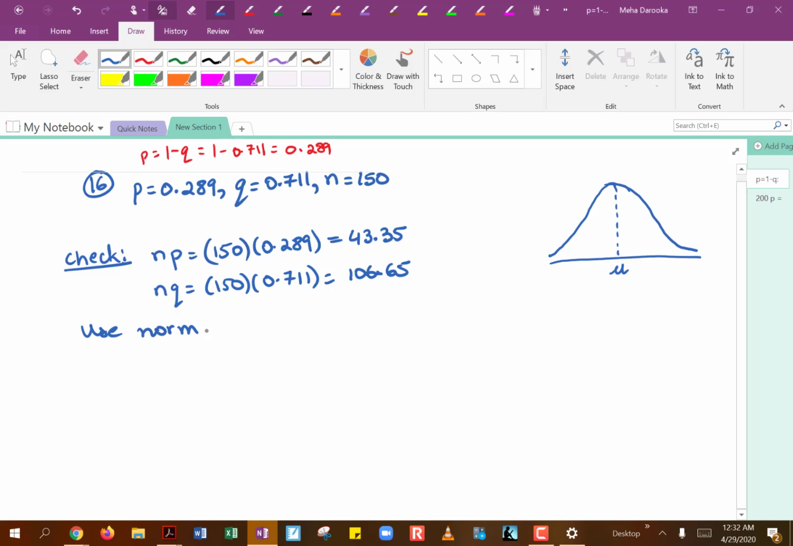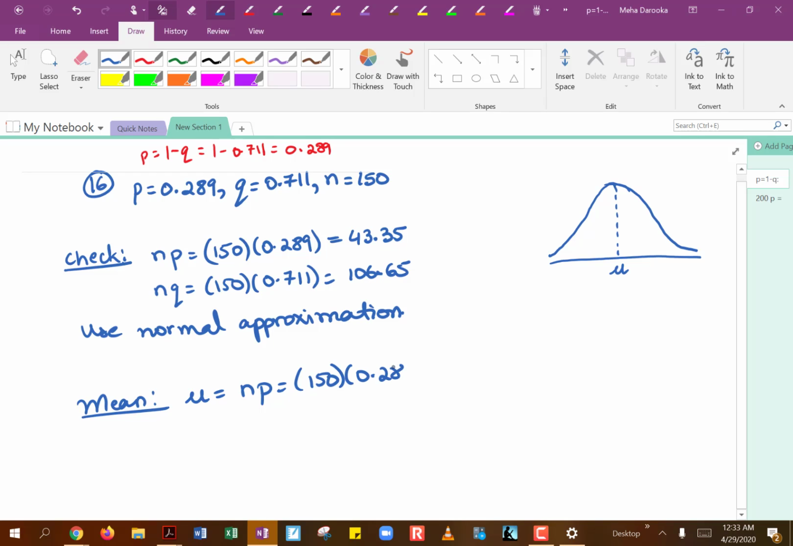So our next step is to find the mean, which we've already calculated because that's n times p, which was 150 times 0.289, and I'm going to round this answer to 1 decimal place, and that comes out to be 43.4. If you leave it as 43.35, your answer will be slightly different because of decimal approximations.